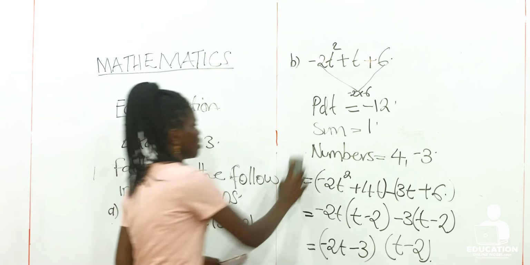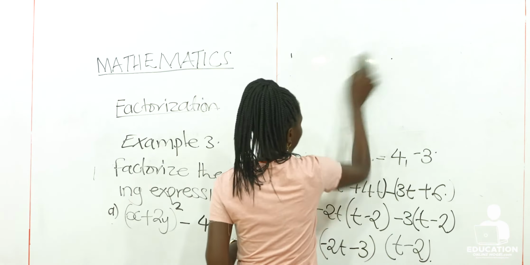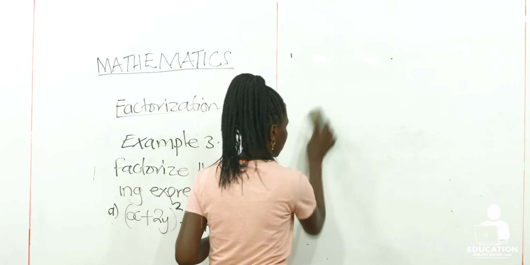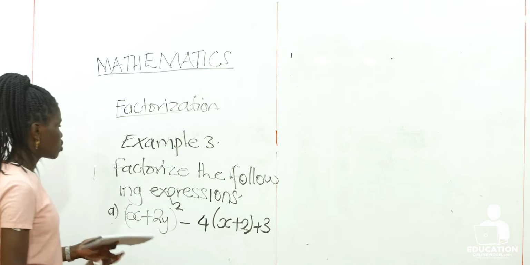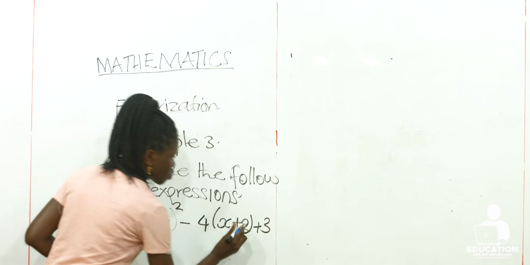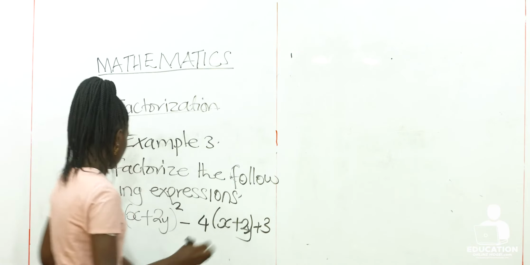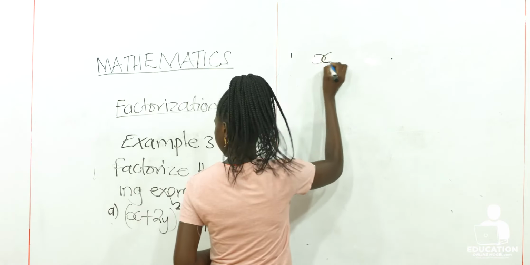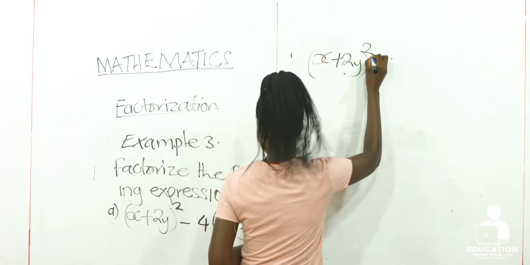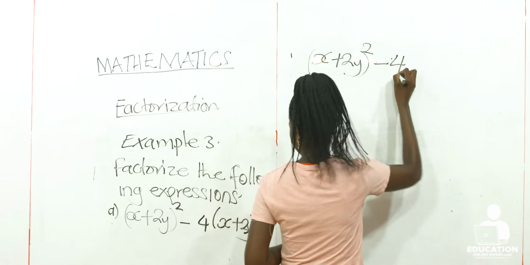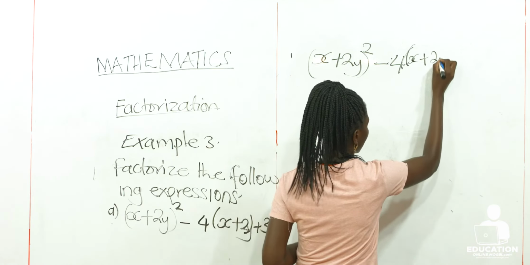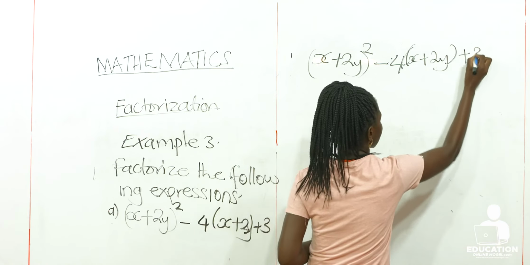When given a number like this one, this is slightly different, but it's the same thing. We are having two different brackets already being given here. We are having x plus 2y, squared, minus 4 into x plus 2y plus 3.